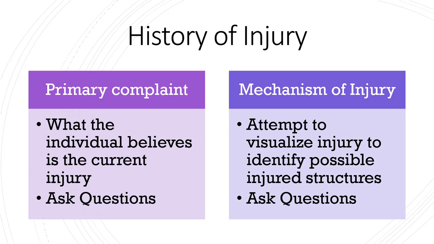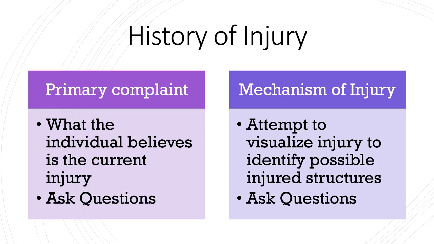The mechanism of the injury is probably the most important information gained in the entire history process. It is important to visualize potentially how the injury occurred to help identify possible injured structures. Asking questions like, how did the injury occur? Did you fall? If so, do you remember how you landed? Were you struck by an object or another individual? If so, in what position was the involved body part, and what direction did the force come from? Did you hear or feel anything during the injury?